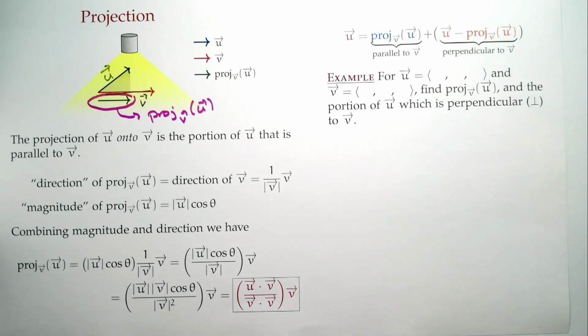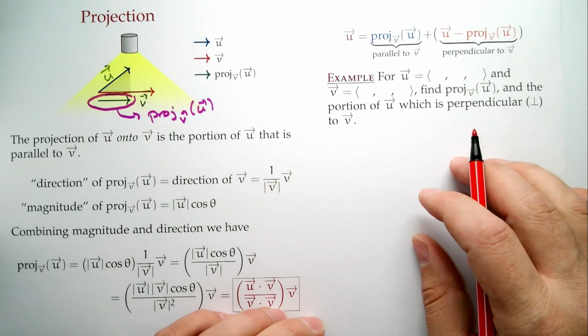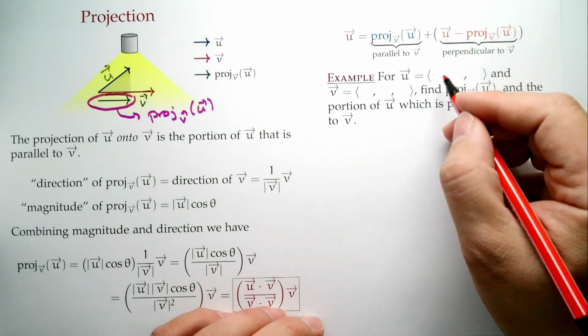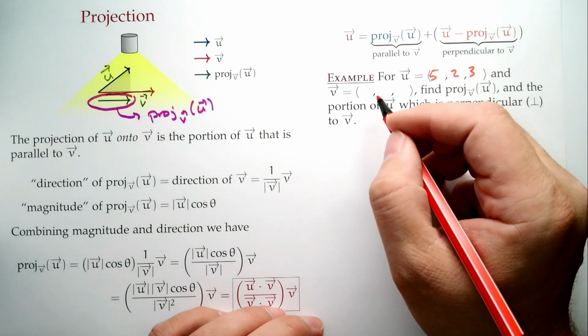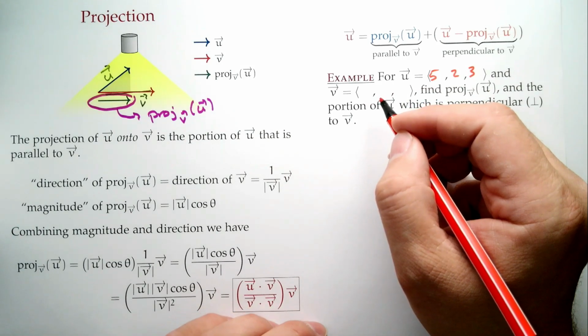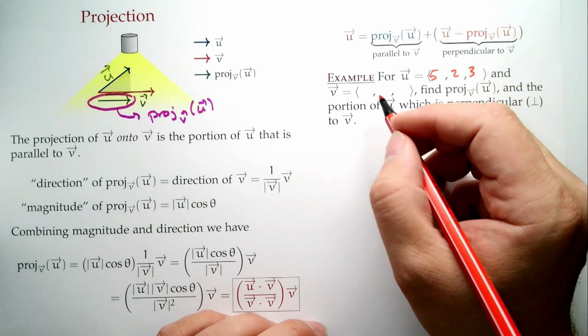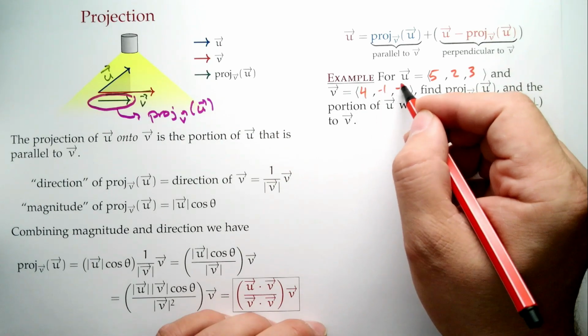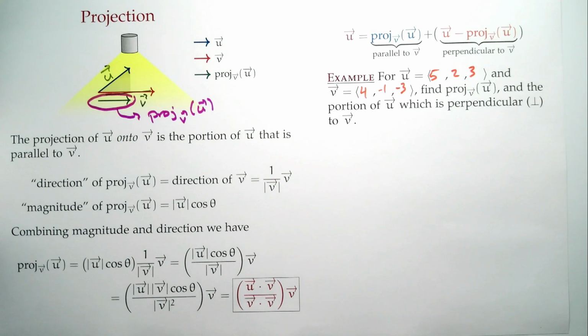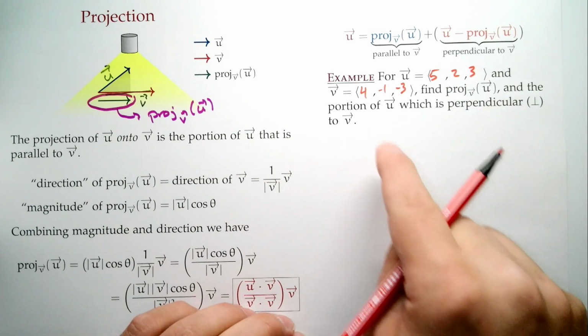All right, well, we have time for one more example. Okay, so quick, give me some vectors. I heard 5, and I heard a 2, and a 3. Another one. 4. Let's throw some negatives in here. -1, -3. All right, so here we have these two vectors, and we want to find the projection and the perpendicular part.